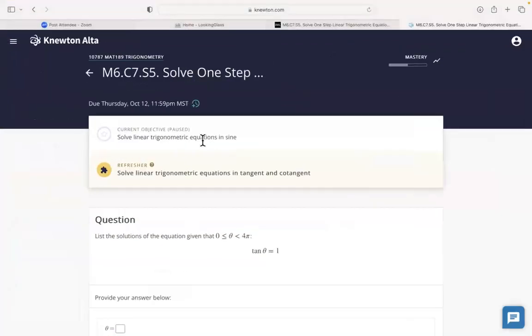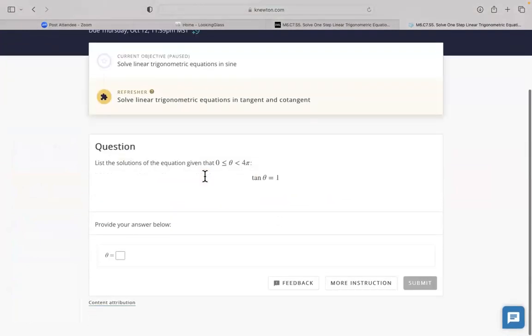Hold on, let me see if I can get out of this thing. Ugh, I guess I can't.